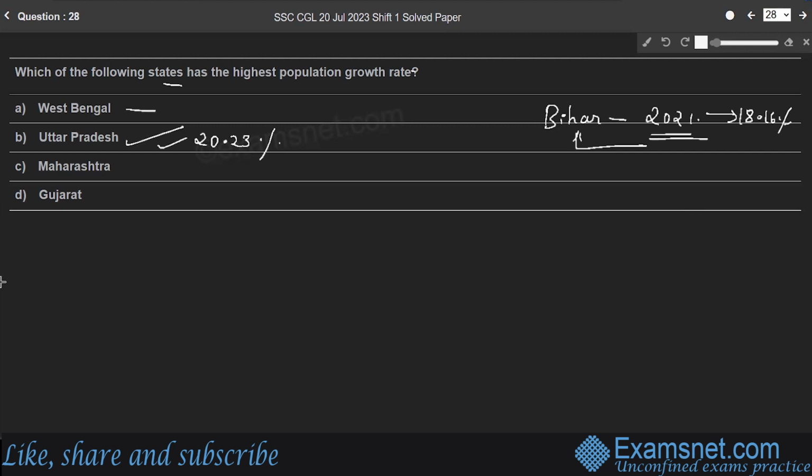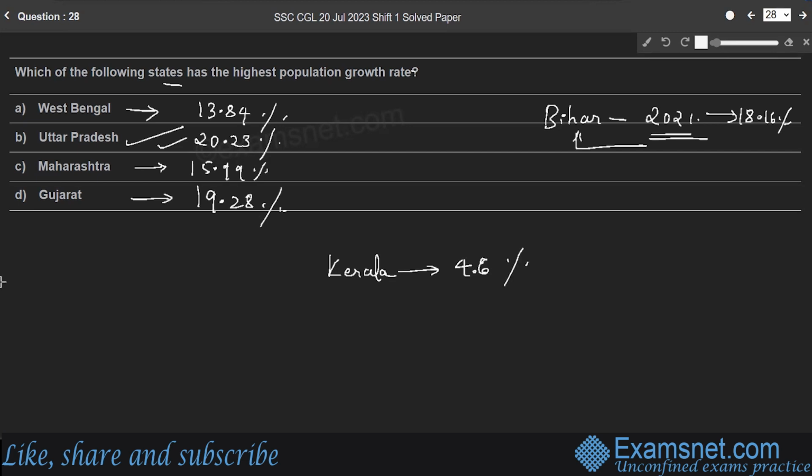Whereas the remaining states, West Bengal has the growth rate 13.84%. Maharashtra's population growth rate is 15.99%, whereas Gujarat's population growth rate is 19.28%, right? So here Kerala had the lowest decadal population growth rate, which is 4.6, according to the 2011 census, right? So for the given question, option B is the right answer.